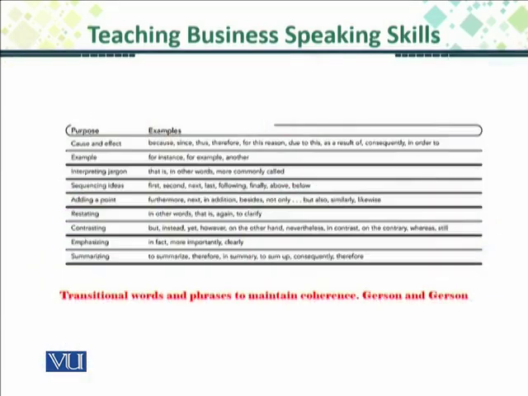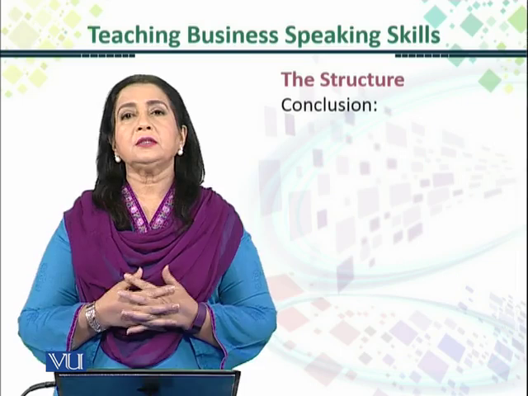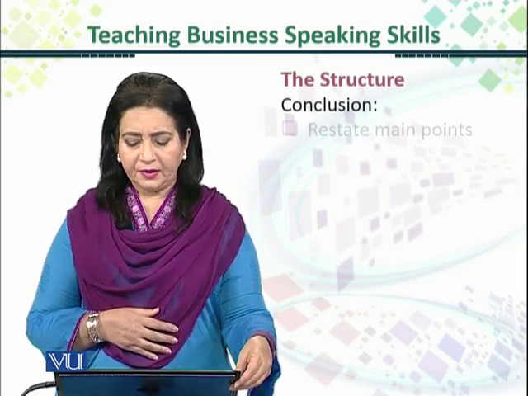So this is an example of how transitional words and phrases can be used for a smooth transition. The whole list is given here. Cause and effect: words which you can use for this are because, since, thus. Similarly, if you are giving an example, then you can use words like for instance, for example, another, and so on.